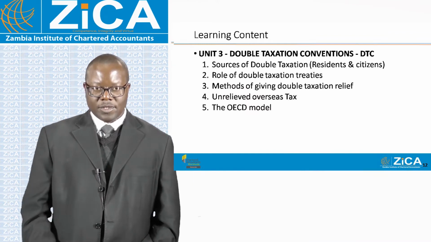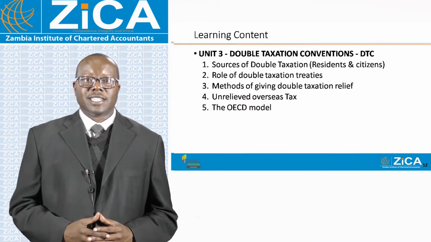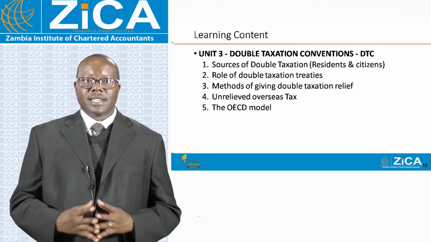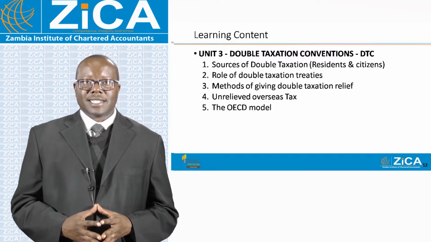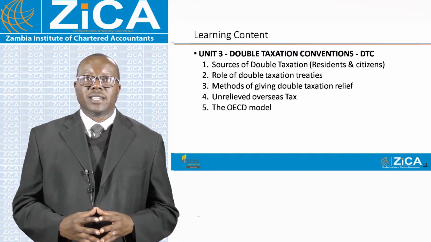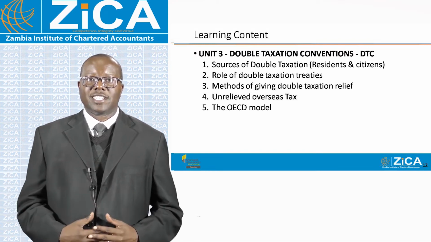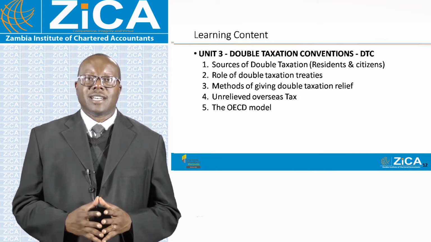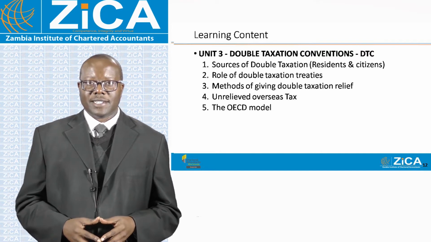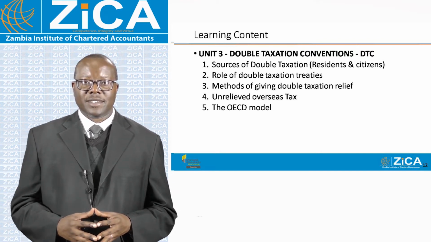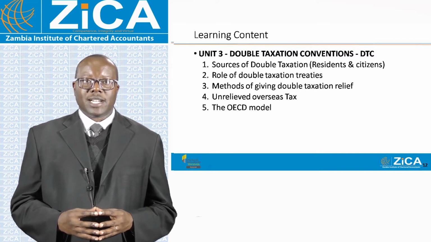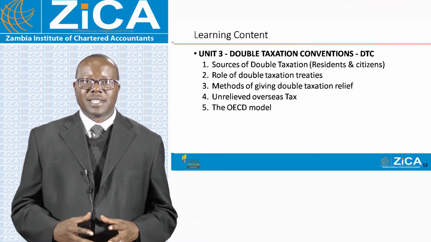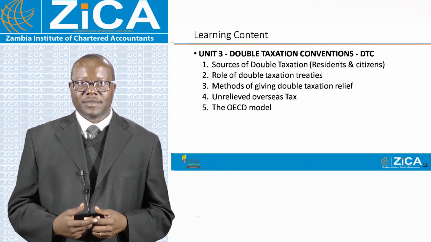Third unit, Unit 3, Double Taxation Conventions, abbreviated as DTC. Double Taxation Conventions are signed by governments as a way of ensuring double taxation is avoided. And the elements under this unit are 1. Sources of double taxation, residents and citizens. Double taxation would arise because income which is being subjected to tax in Zambia has already been taxed elsewhere.